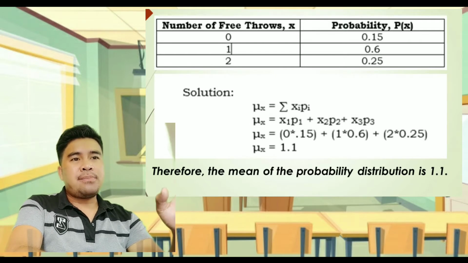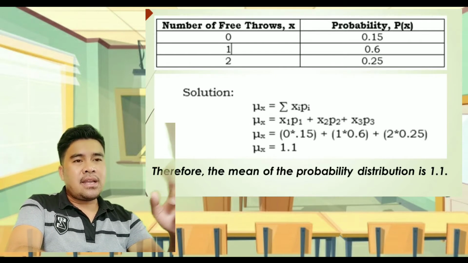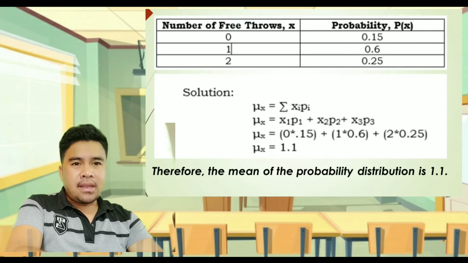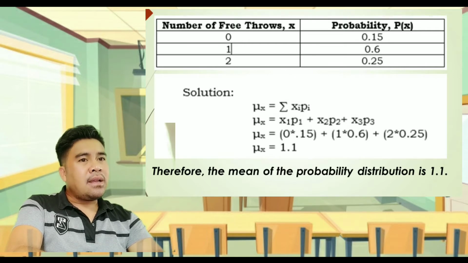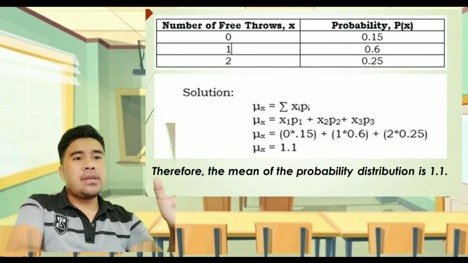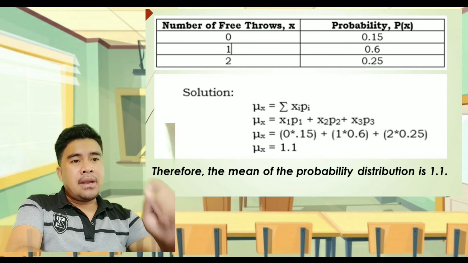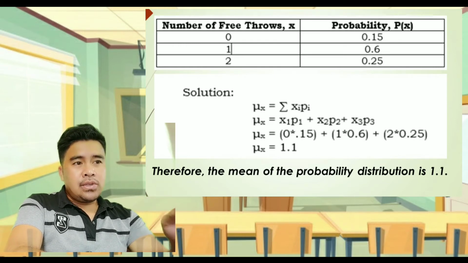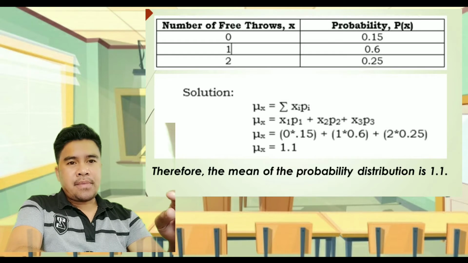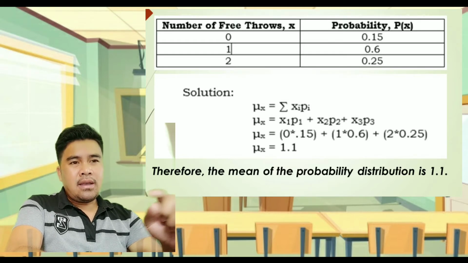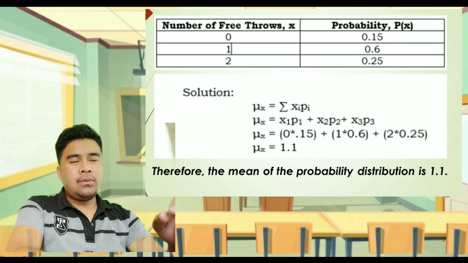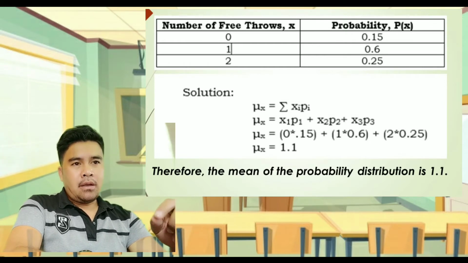So how are we going to expand this? On the second line, we have mu sub x equals x sub 1 times p sub 1 plus x sub 2 times p sub 2 plus x sub 3 times p sub 3. Why up to 3? It's because there are 3 outcomes. So just substitute the values. To make it easier to get the final answer, use your scientific calculator or even the apps on your cellphone.